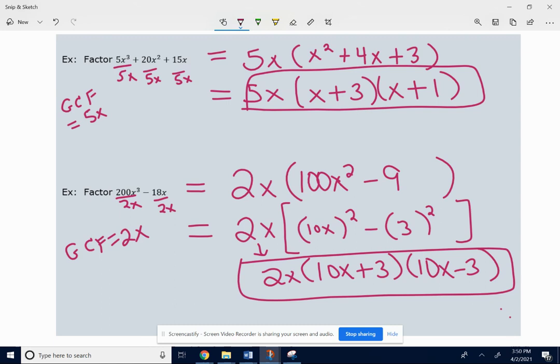Guys, just like with all this factoring, it just takes oodles and oodles of practice. Just remember to look for a greatest common factor first, and then treat the trinomial and binomial like we've been doing. Do your best and let me know if you have any questions at all.